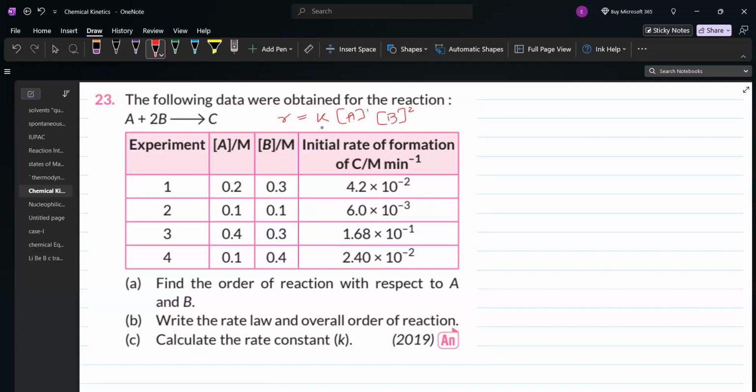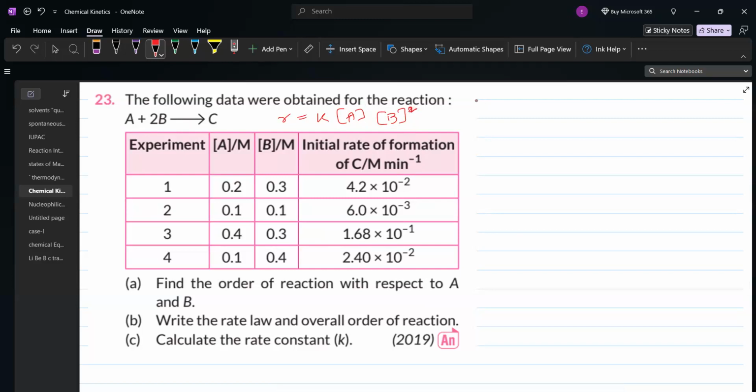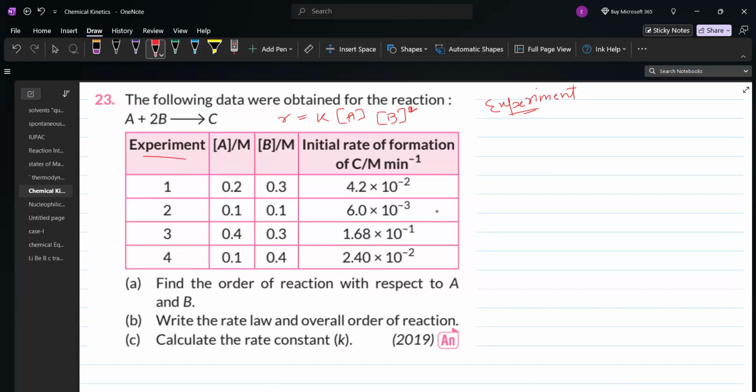Because the stoichiometric coefficient is not the power of the concentration of the reactants, right? So what is this power? We will only find it through experimental values. Only through experiment. And the experiment is done here. This is the experiment from which we will see how to solve this question. Are you getting this?